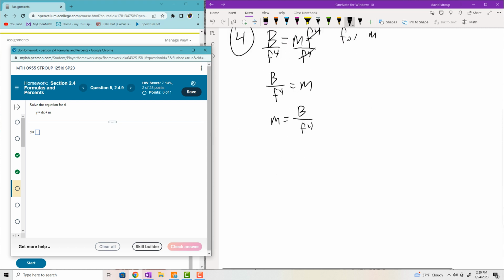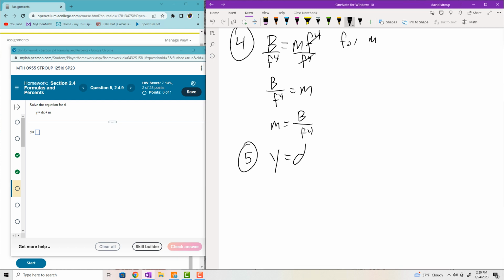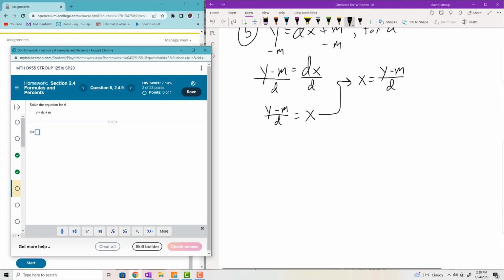So number 5, a little bit more work involved here. We have to use the addition property. We have y equals dx plus m, and we want to solve for d. So first things first, I'm going to move the m to the other side. You always do the addition property before the multiplication property. And then we could divide both sides by d, and have to divide all of the left-hand side by d. So just put a big division symbol and then the d in the denominator. So you'll have y minus m all over d, which equals just plain old x now. And then you could rewrite your answer as x equals y minus m all over d. And then type in your answer. You need a fraction bar, y minus m in the numerator, and then all over d.